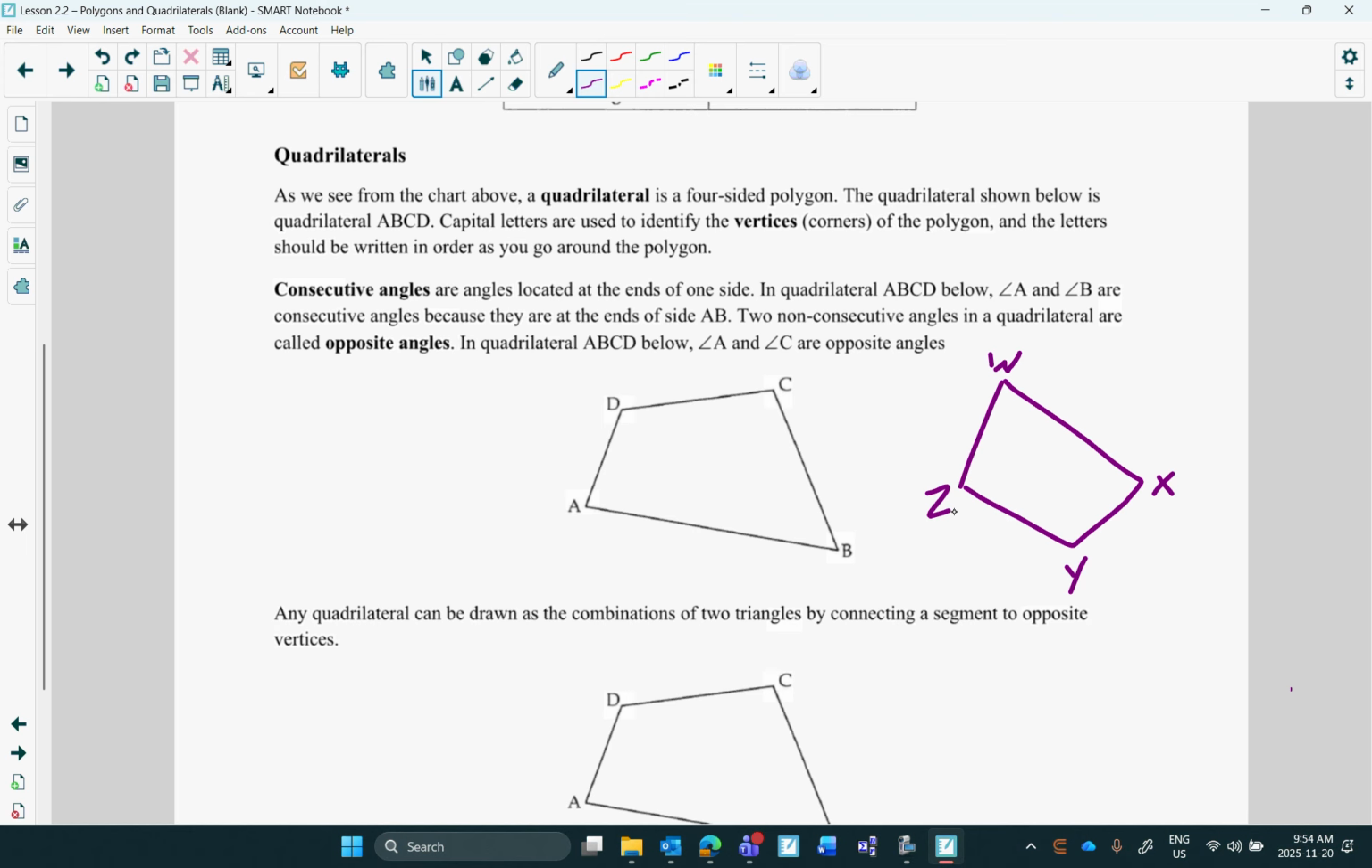A couple other words you should be familiar with for quadrilaterals. If we have two angles that follow each other in order, or they share the same side, so angle C here and angle B here share this same side, we call those consecutive angles. If they don't share the same side, they will be opposite to each other. So you should be familiar with opposite and consecutive sides and angles in a quadrilateral.